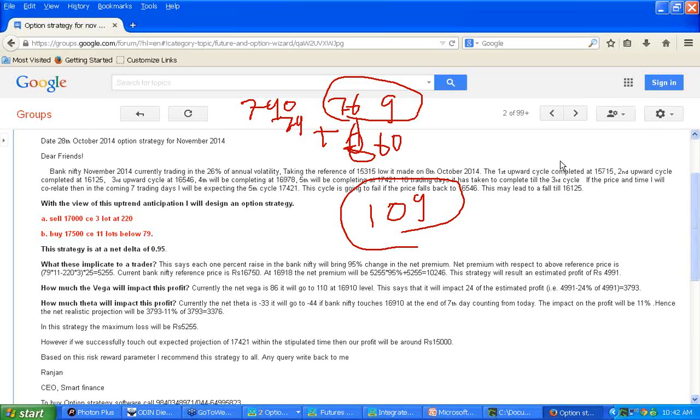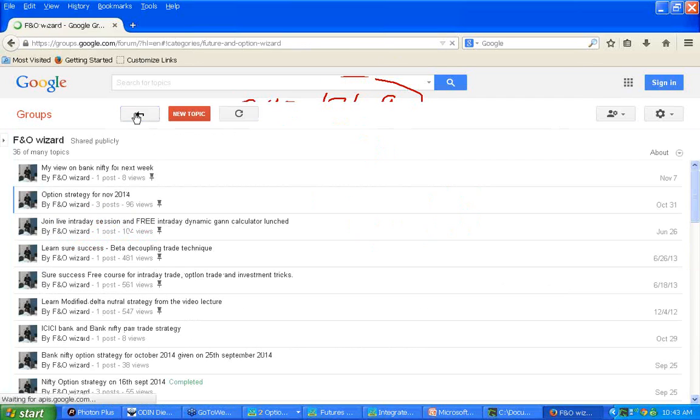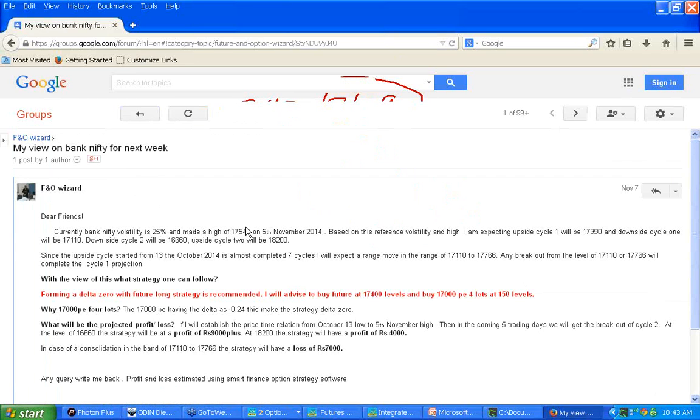Same way, controlled participation in a fall. So all these things are known as your option strategy. So this is already one open strategy for you. So now Bank Nifty has gone up. It has come to one level.